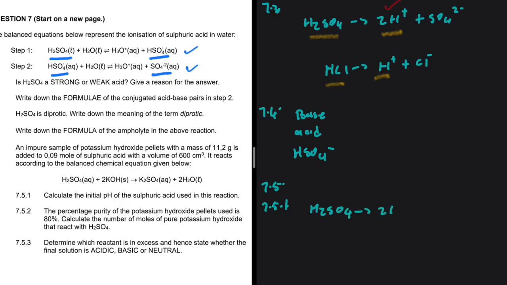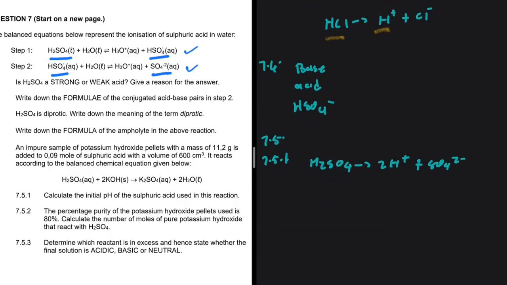It ionizes to form 2H+ and SO4 2-, as I demonstrated below. You will see in just a few seconds why I'm doing that. So let's take a look at the given information. We have the number of moles of sulfuric acid and the volume. We can find the concentration, right? We want to find the concentration so that we can use it to find the concentration of H+ and therefore find the pH. So we'll say that concentration is number of moles divided by volume.